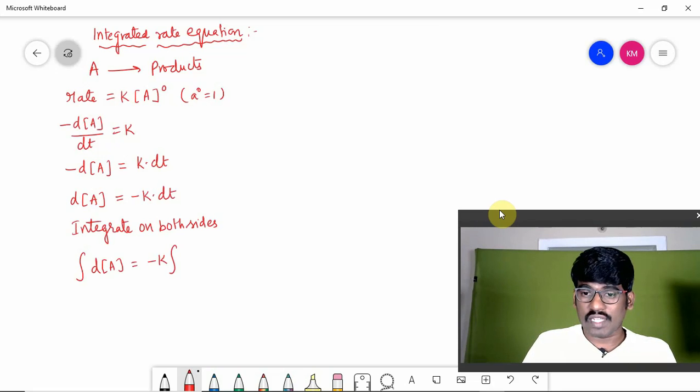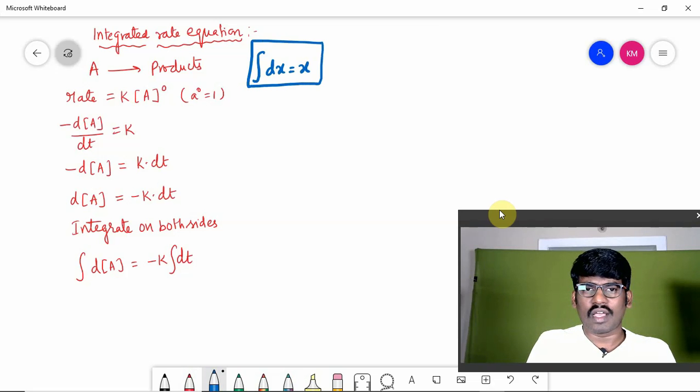K is a constant, so integration is not applicable to it, into dt. We have a formula: integral dx is equal to x. So integral dA will be A, and minus K, integral dt will be t.